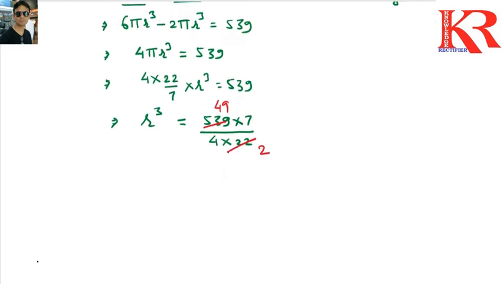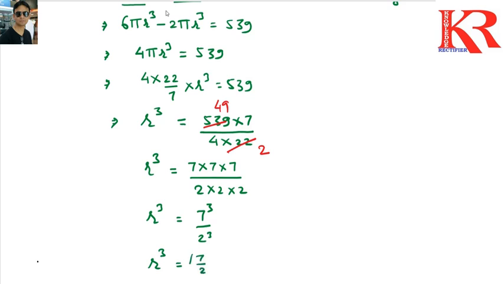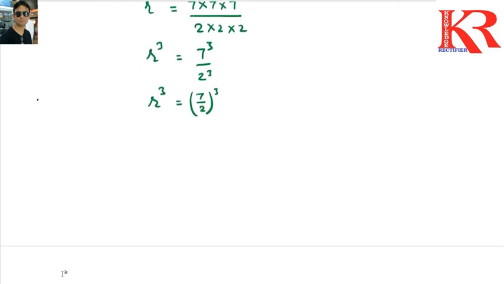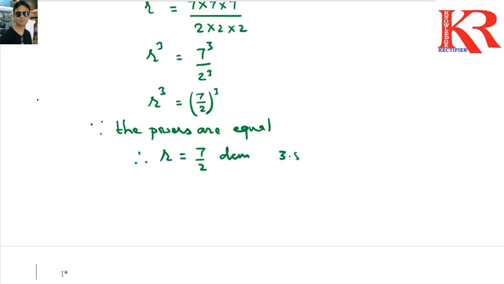Then what we see, radius cube will be equal to 49. I can write 7 into 7, and 4 I can write as 2 into 2. So this will be r cube is equal to 7 cube by 2 cube. So r cube is equal to 7 by 2 whole cube. Since the powers are equal, the bases will be equal, so the radius will be 7/2 decicentimeter. That means it will come to 3.5 dcm.